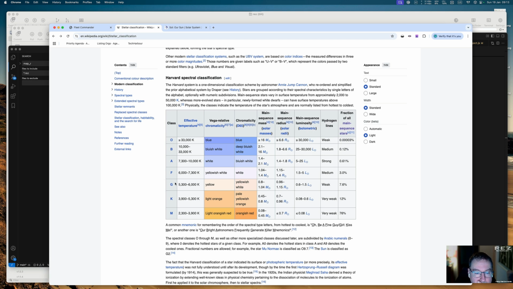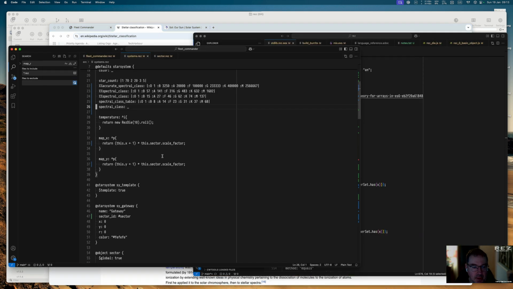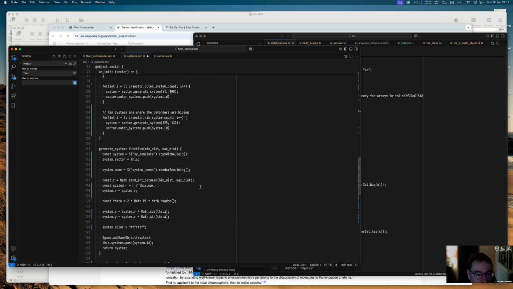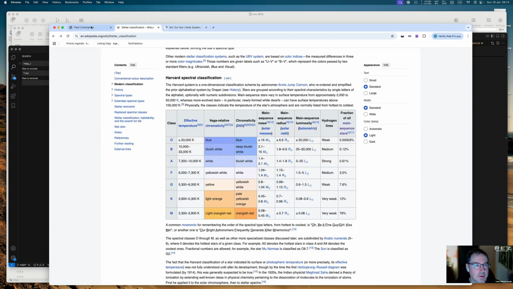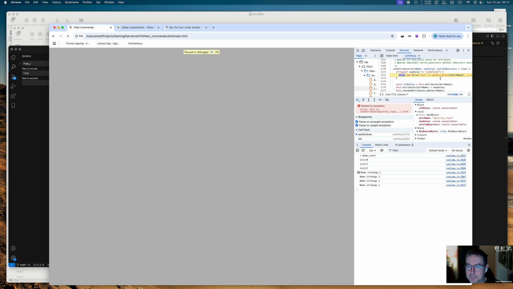So we want it to be a G star. So it's going to be an Earth-like star. Gateway turns out to be interesting because Gateway has spectral class G. But our other systems, okay, right, let's see, does that work? That fails.